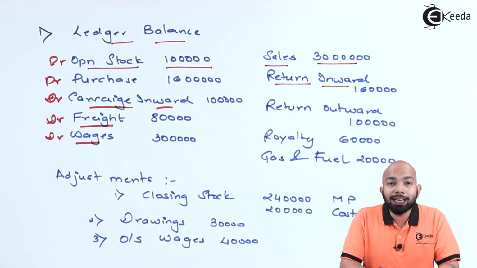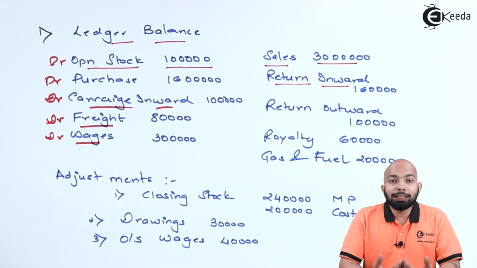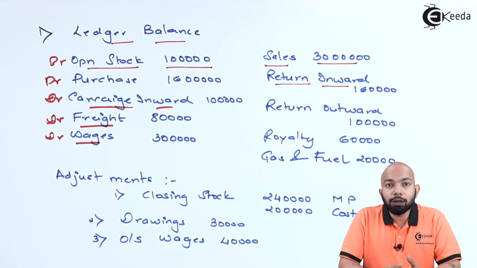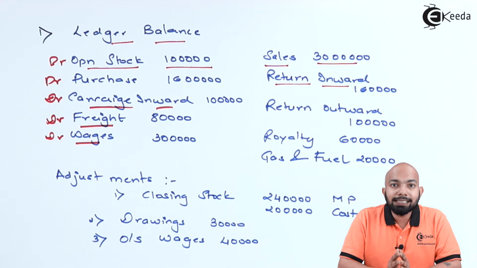Now return inwards 1,60,000 has been mentioned. If you see it's return inwards, that means something that you have sold out is coming back to you. The other name for return inwards is sales return. Return inwards itself should give you a clear idea that something is coming back to you. As a result, only those things will be coming back to you which you have sold out. Hence, sales return is a part of return inwards and it will be subtracted from the sales, which will give you net sales that has happened.